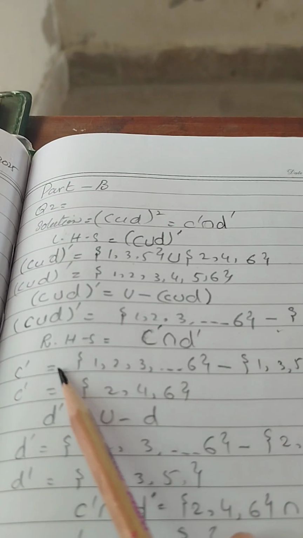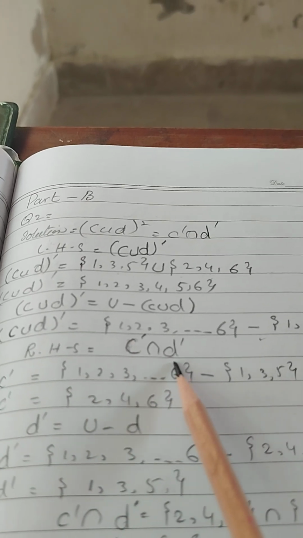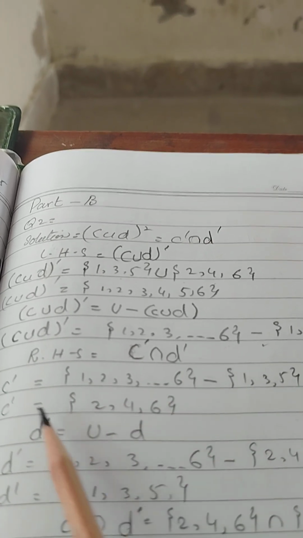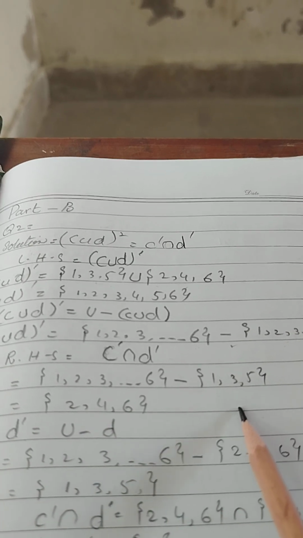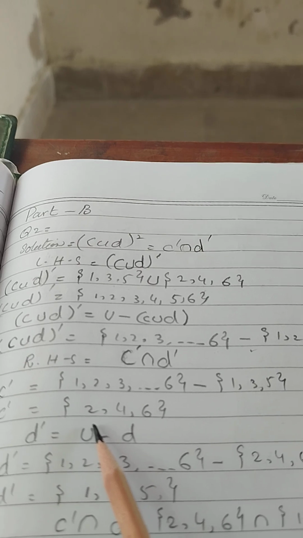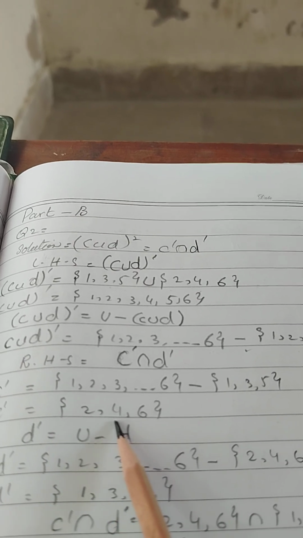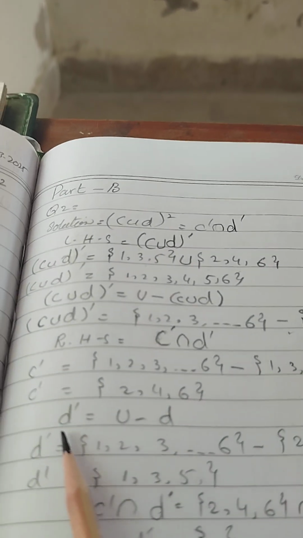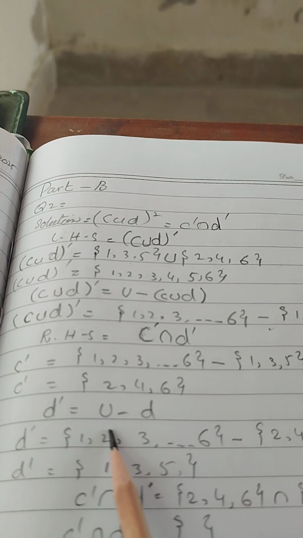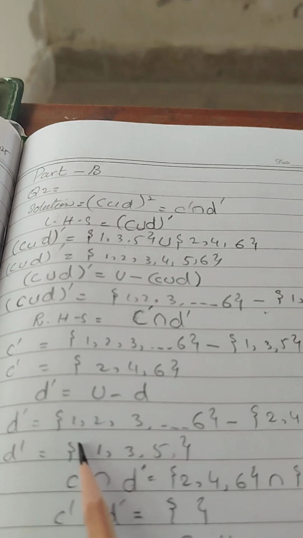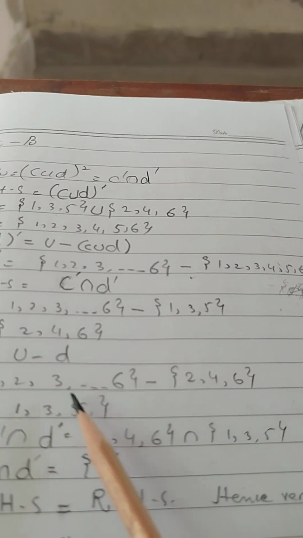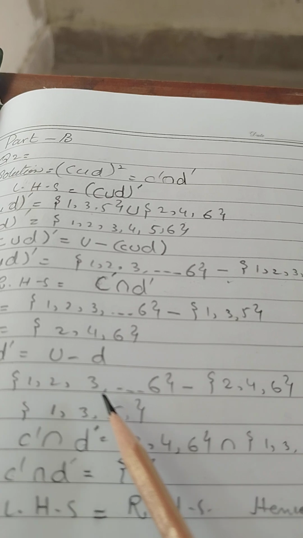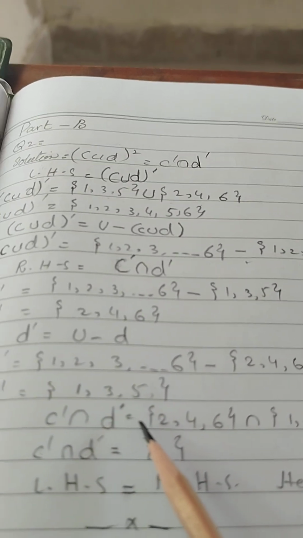Okay, the right hand side is C complement intersection D complement. First we solve C complement. This is the universal set, difference with C set. The answer of C complement is 2, 4, 6. And D complement is the difference with the universal set. First we write the universal set, then the D set. The difference of D set with the universal set is 1, 3, 5.